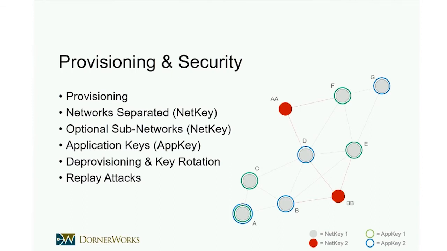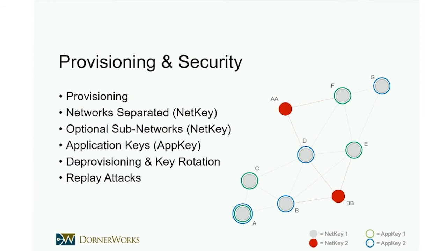So if you think about, let's say you have an HVAC system in your house and you have your lights and you have your switches that are controlling the lights, maybe that's a different application that's running and managing that, and you don't want the people who can turn lights on and off to be able to turn your furnace off. So you could have a different application key for those 2 things. So application keys are different than net keys in the sense that those messages will still get forwarded around the network, but the application layer won't be able to decrypt it.